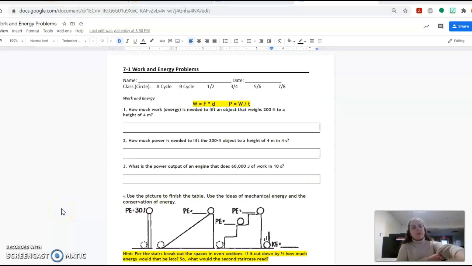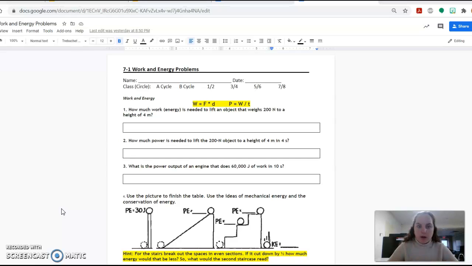Hello everybody! So this is going to be a video on the work energy problems and a review of what we learned about today through the Ed puzzle. Just the equations that we were presented with, what they mean, and how they broaden our ideas of energy.